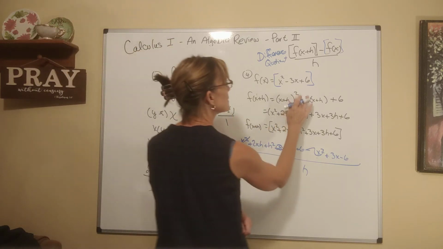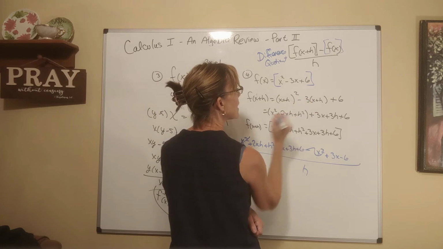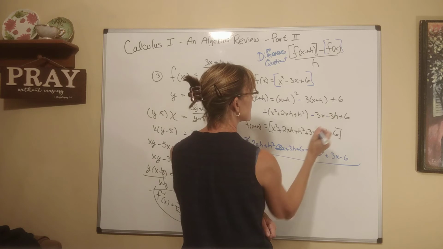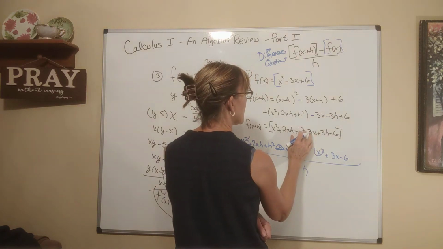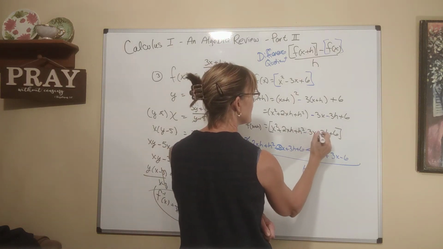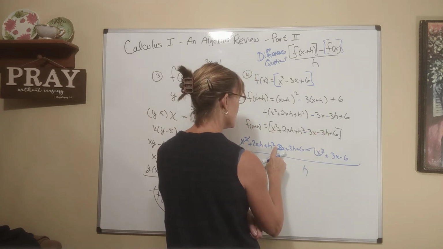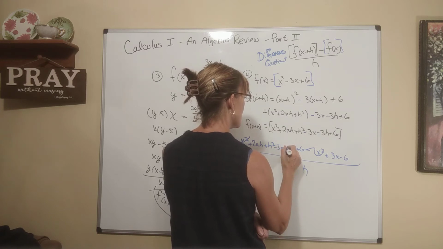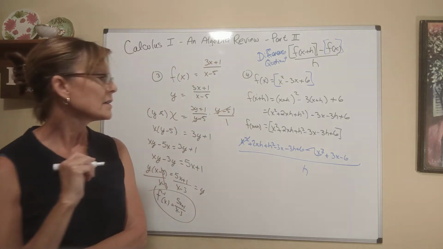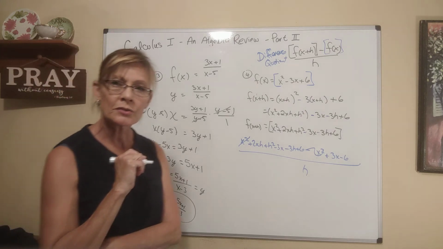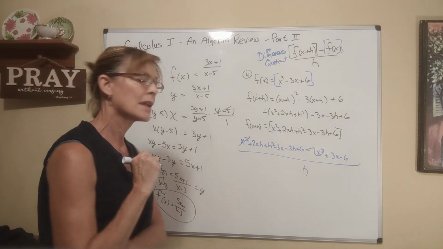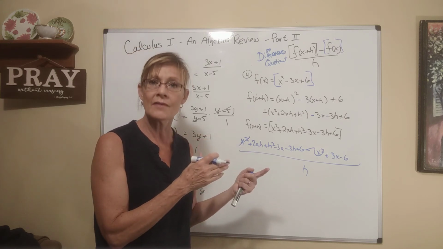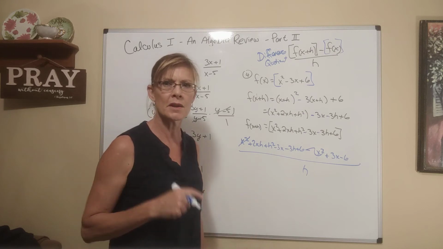Oh, right here. This is where I went wrong. I copied this down. This should be a minus 3x, and this should be a minus 3h. So over here, this should be minus 3x, and this should be minus 3h. Okay, why I saw something was not going right is when you're doing a difference quotient, after you do this step, all the terms in the numerator should have an h in them, and something was going wrong, so I knew I had made a mistake.